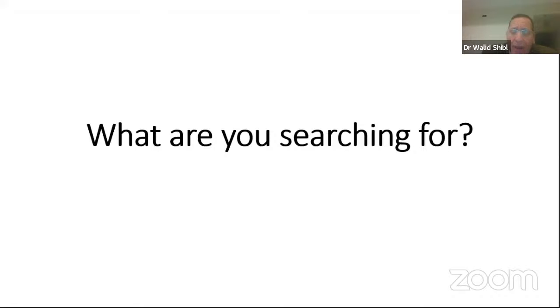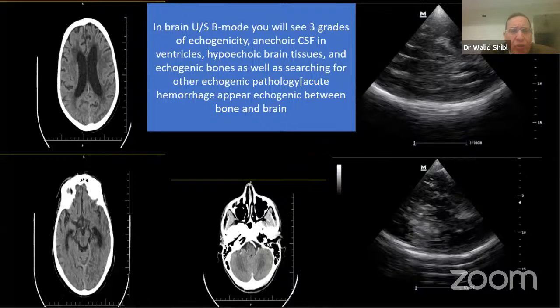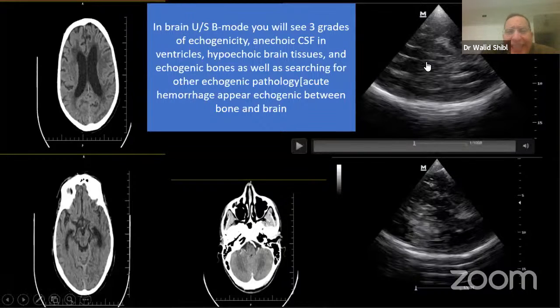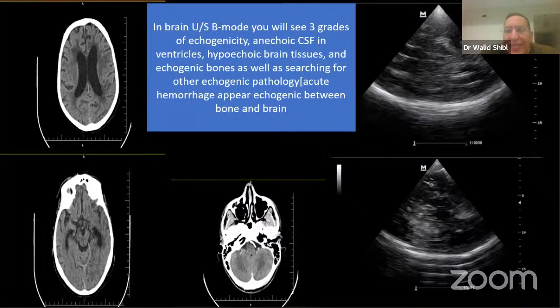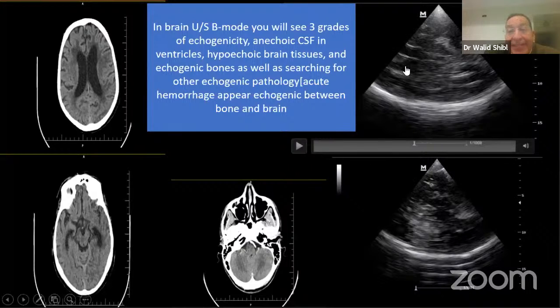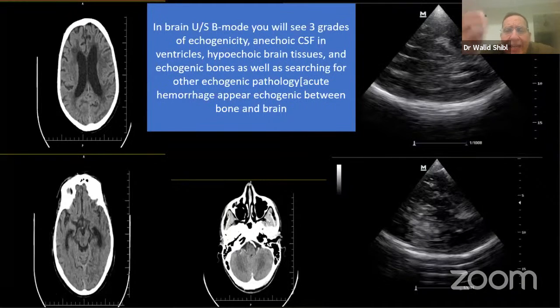As we just talked about B-mode, we are searching for brain tissue lesions. What is the normal brain tissue? In B-mode, you normally see in the brain anechoic CSF in the ventricle, and you will see gray hypoechoic midbrain and brain tissue, and hyperechoic bone. These are the 3 grades of echogenicity you will see in brain ultrasound.